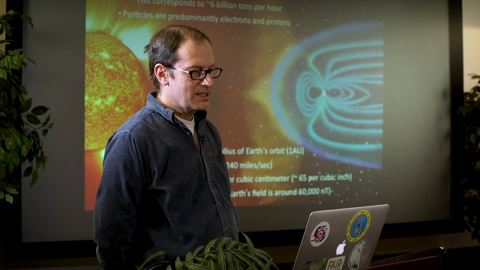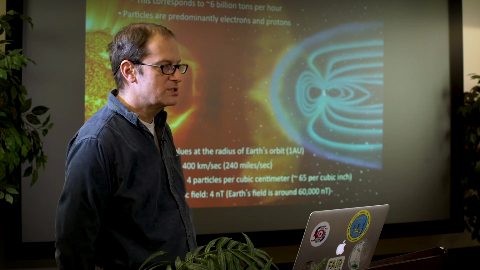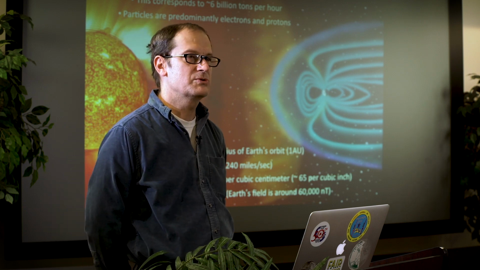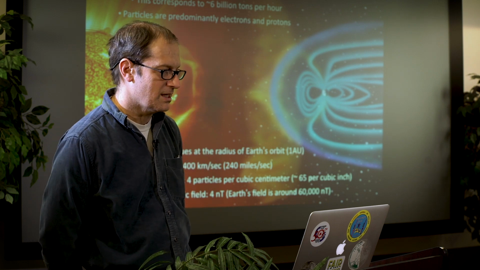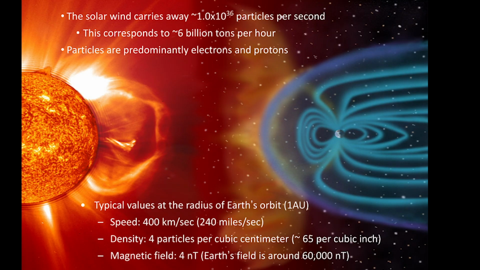The particles are predominantly electrons or protons because the sun's mostly hydrogen, and that's just an electron and a proton put together. There's some helium ions and some other exotic things, but it's mostly protons. So there's some typical values in case you want.